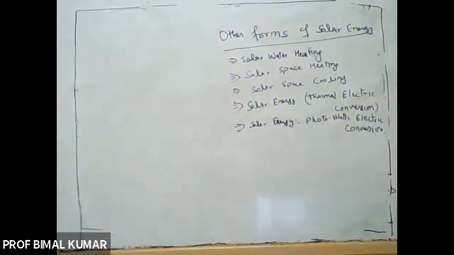In the second case, in the case of photovoltaic cell, photovoltaic electrical conversion, in this particular case, what will happen is that with the help of solar radiation, some p-n junction is there, right? And that p-n junction is used for the conversion of solar radiation into electrical energy.